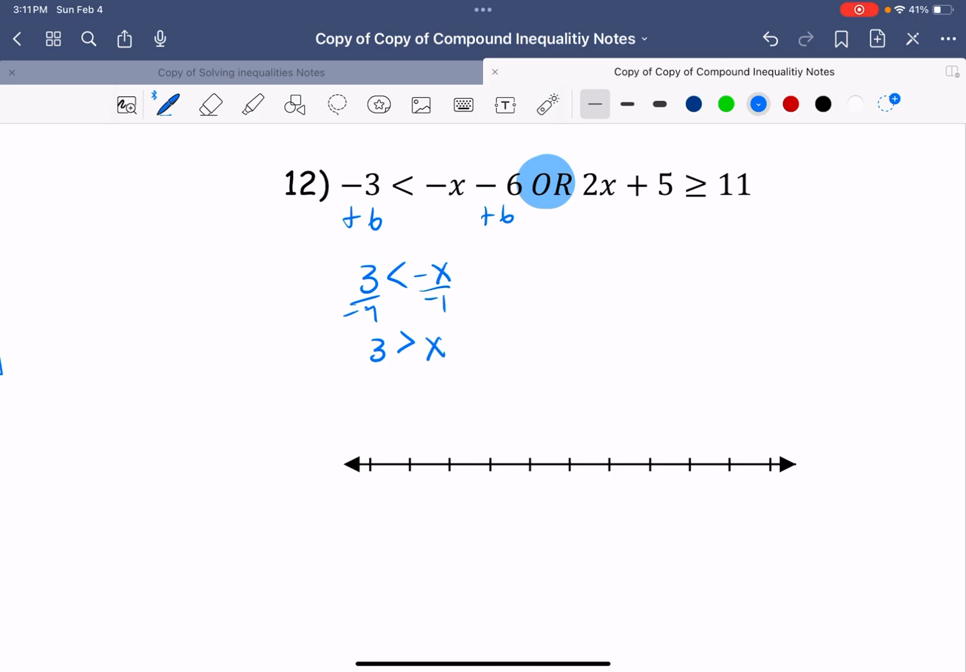x. Did I mess something up? Okay, let's look at this. Maybe I messed something up. Hopefully I didn't. -5 minus 5. 2x is greater than or equal to 6. Divide by 2. x is greater than or equal to 3. Okay, so we have 3 at both spots here. I feel like I did something. Oh, I see what I did.